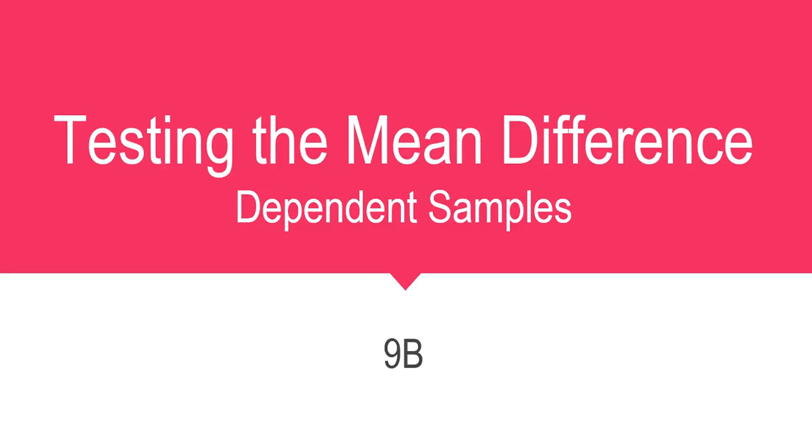Lesson 9B, we are testing the mean difference for dependent samples. What that means is we have samples where we're testing some sort of treatment. So we're looking at something before and then looking at that same thing after. The samples are dependent, so they're paired up. Let's look at our example.